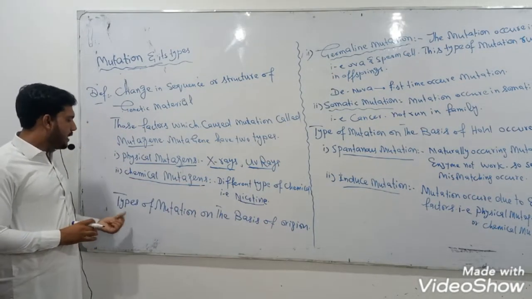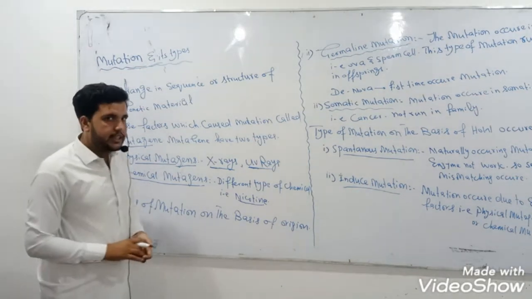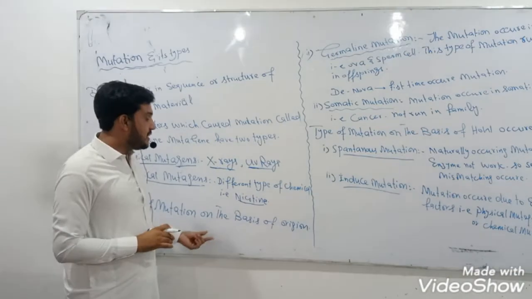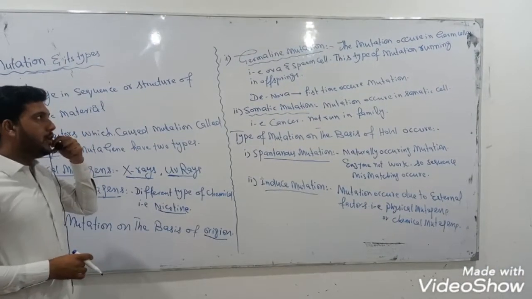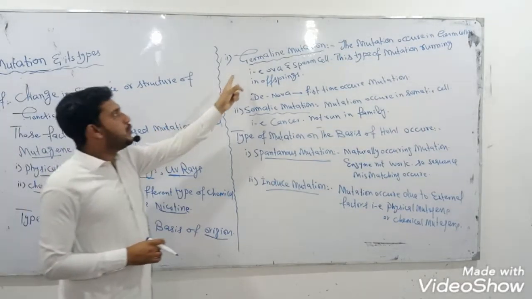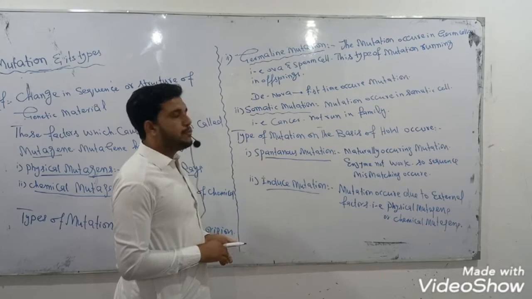Now we come to the types of mutation. Types of mutation on the basis of origin, that is, where the mutation process occurs. We study the origin of mutation, the place where mutation occurs. There are two types of mutation on the basis of origin. Number one is the germline mutation.